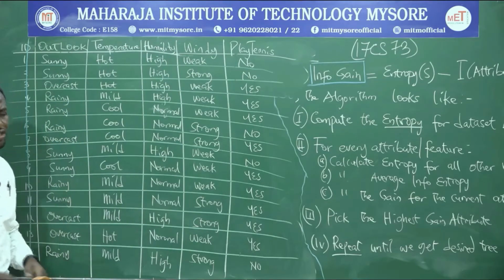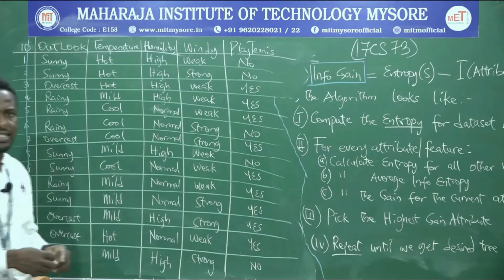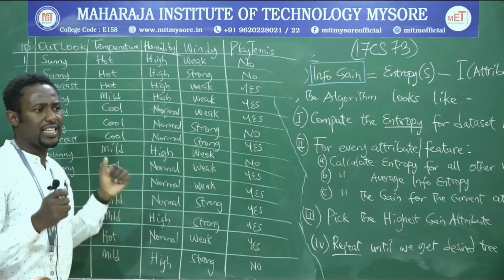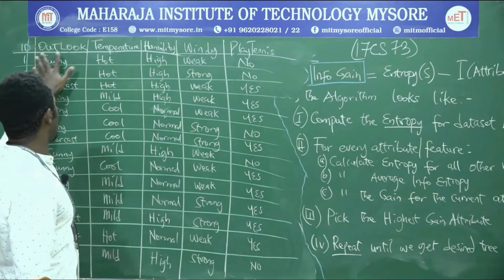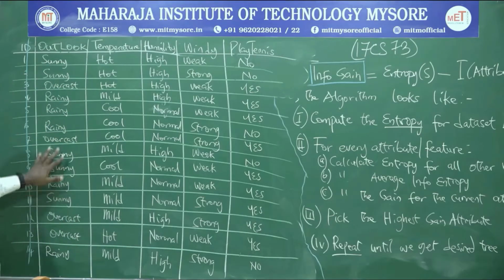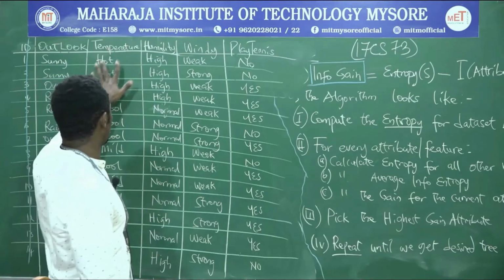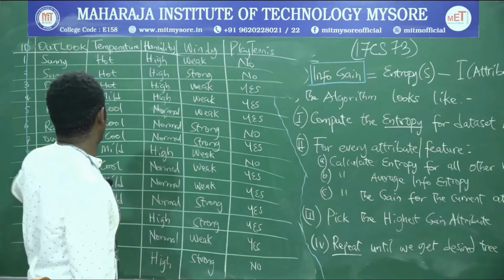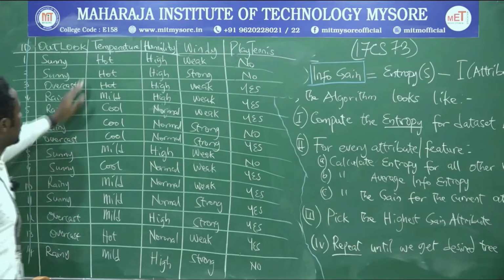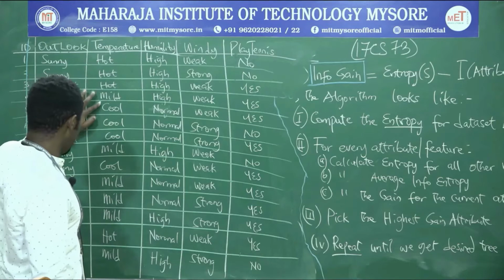Getting back to our decision tree, the next question arises: which one is my root node? Where should I start from? Should I start from Outlook and then consider all the other attributes of Outlook, or should I start from temperature and consider all the attributes of temperature? Outlook has 3 values: sunny, rainy, and overcast. Now temperature: hot, mild, cool.